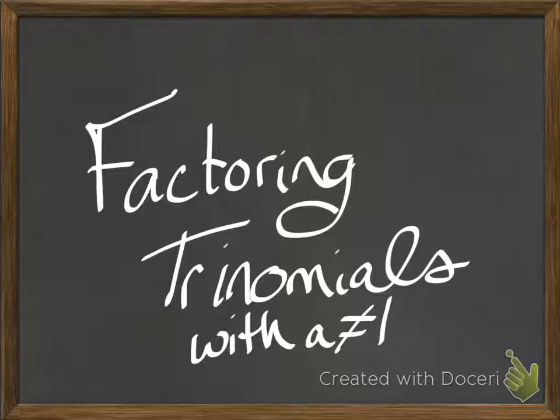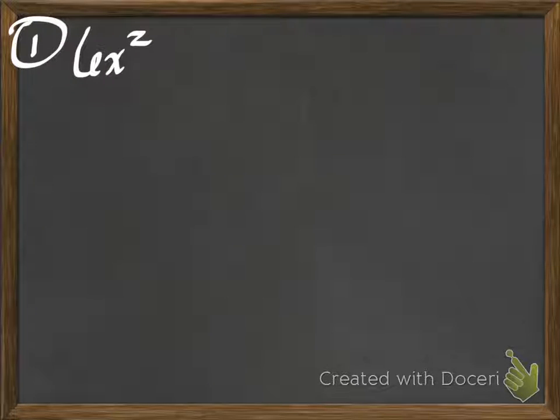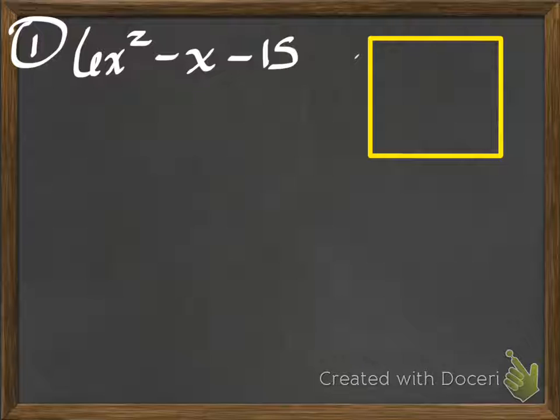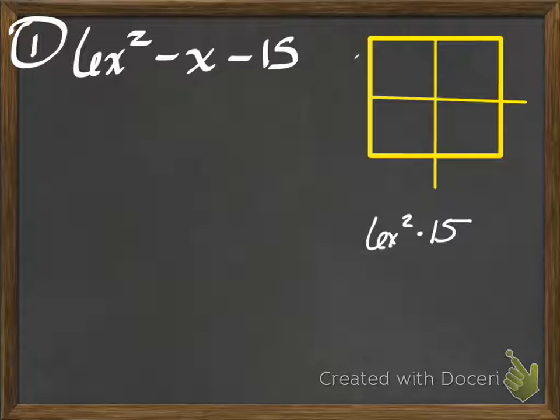Okay, so factoring trinomials with a not equal to 1. Our first problem, we have 6x squared minus x minus 15. So what 2 things am I going to multiply? 6x squared and 15. 6x squared and 15.